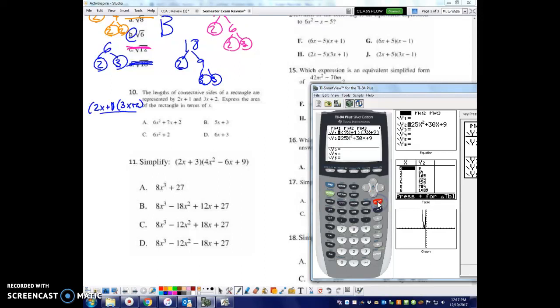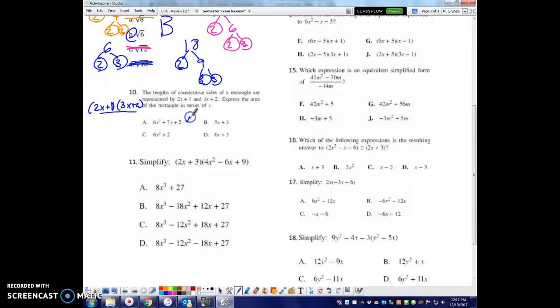and in y2, we type in our answer choice A. So we have 6x squared plus 7x plus 2. Go to your table. Are they exactly the same? Yes, they are. Okay, now, I would want you to check all 3 of these as well and make sure. I can already tell you they're not it, and your answer will be A. Okay, so we're about to go to part 2 of this review.